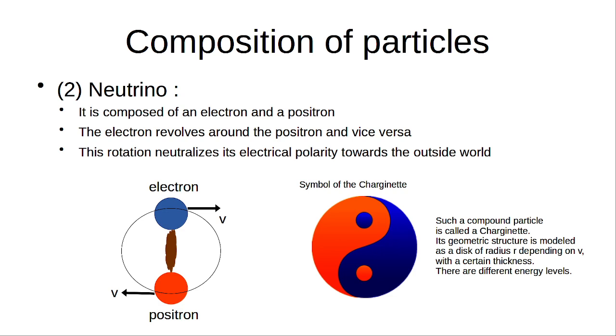Symbol of the charge net. Such a compound particle is called a charge net. Its geometric structure is modeled as a disk of radius r depending on V, with a certain thickness. There are different energy levels.